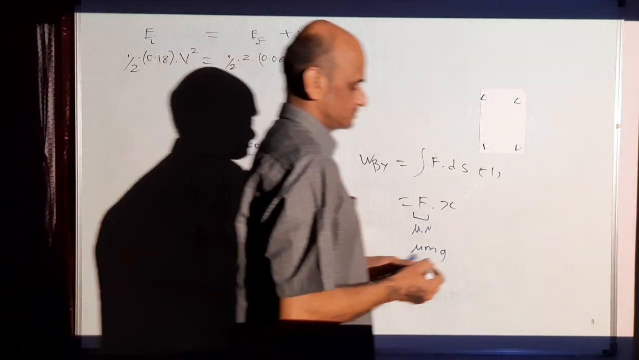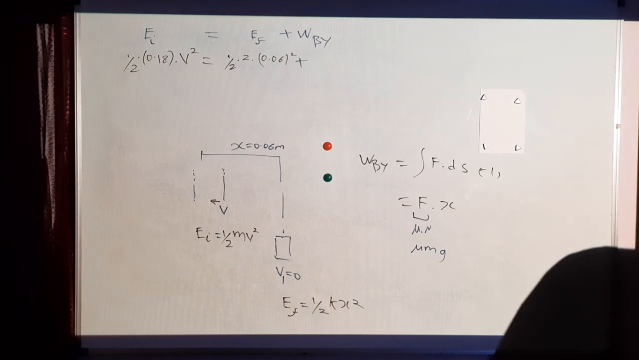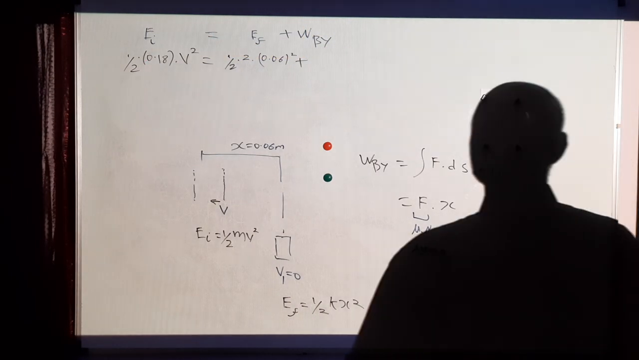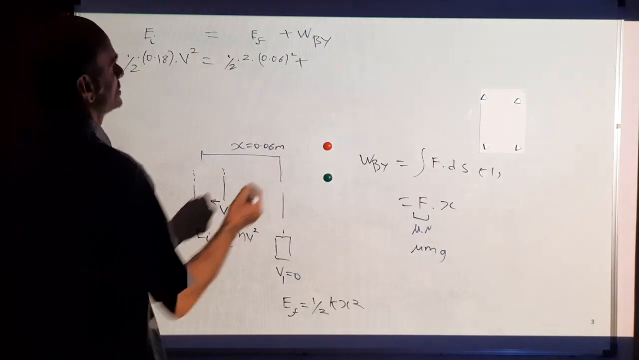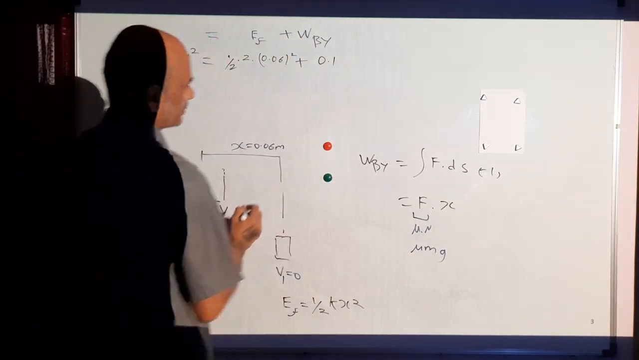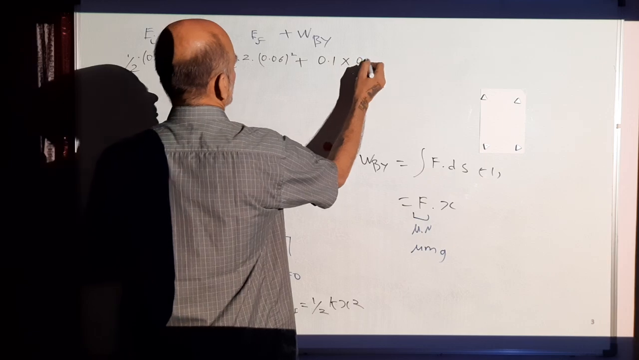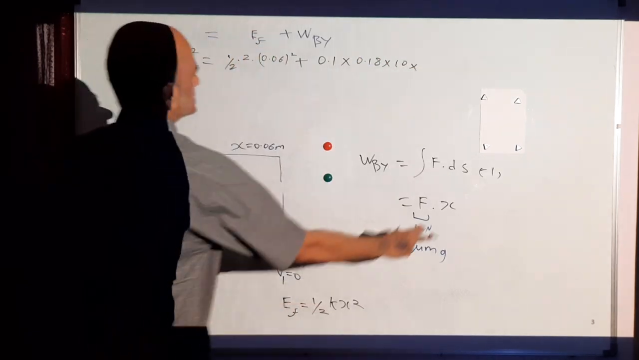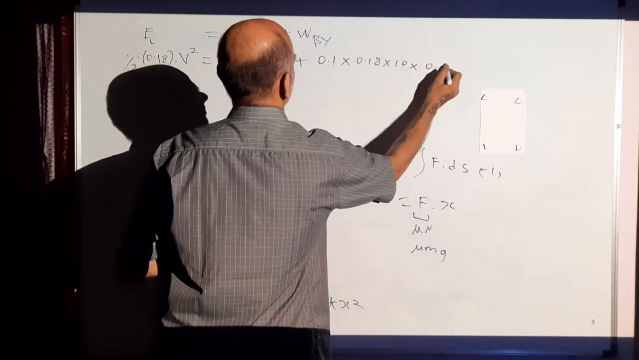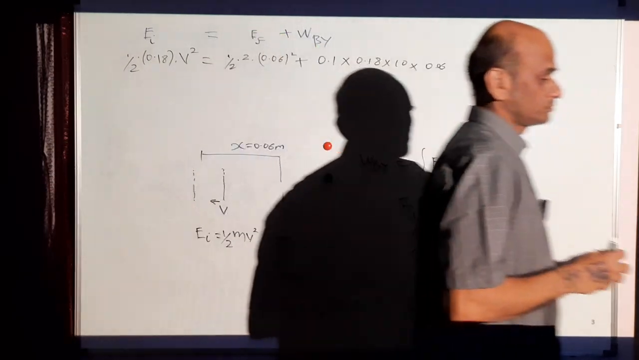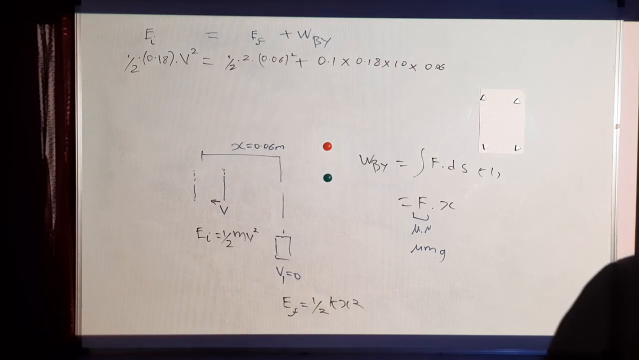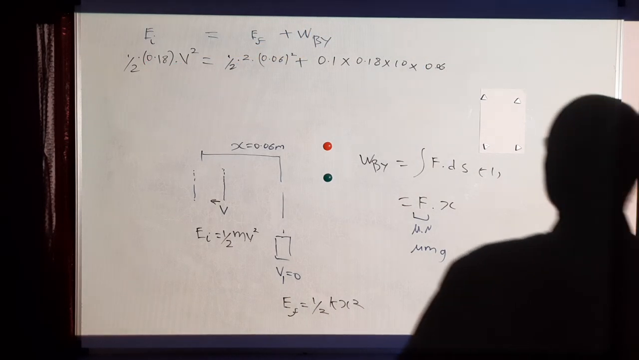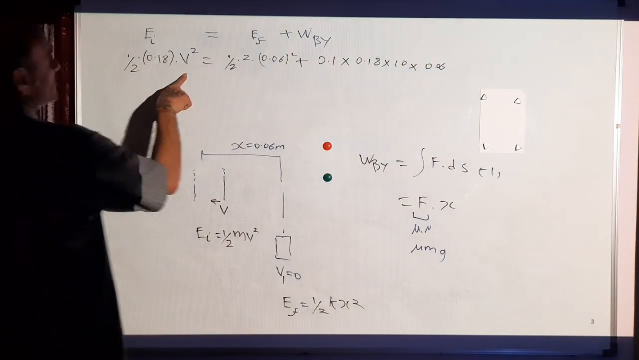Mu is 0.1 and mass of the block is 0.18. This is the friction force. Mu is 0.1, mass of the block is 0.18, g, I think it's 10, into the distance 0.06. g they have not given, but let me take it as 10. So here only one unknown is there, v, that you have to find out.